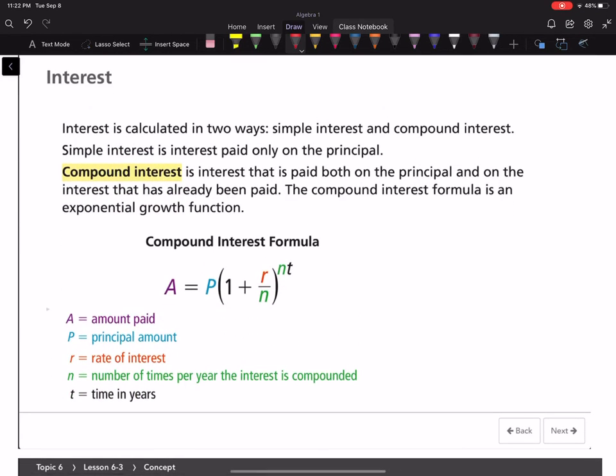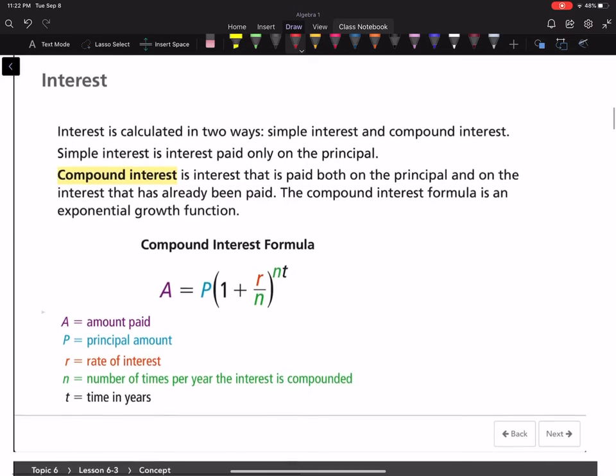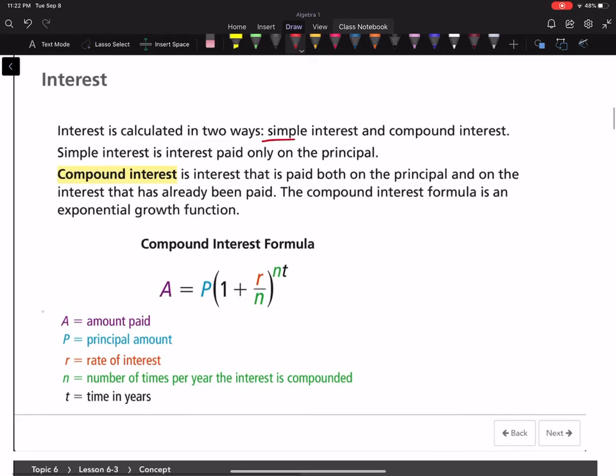Interest. Interest is calculated in two ways. There is simple interest, and there is compound interest, okay? Simple interest is interest paid only on the principal. So, in other words, simple interest is interest only paid on the principal. So, if your interest rate is 10% and you plug in $1,000, you're going to get $100 off of your $1,000 because 10% of $1,000 is $100.